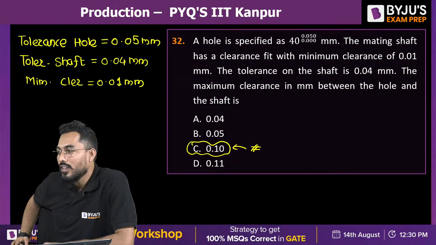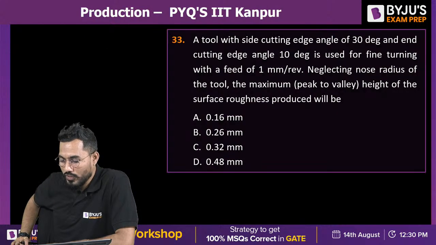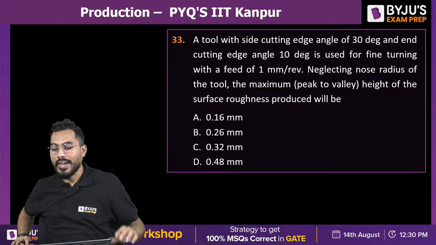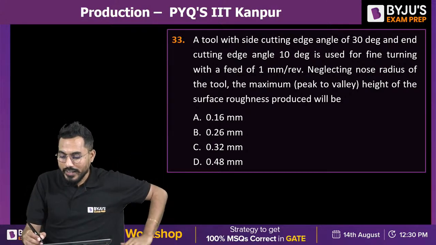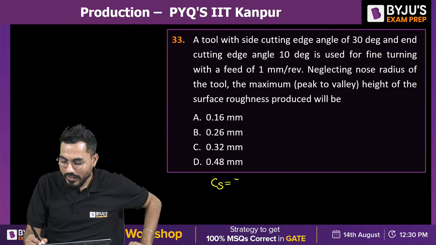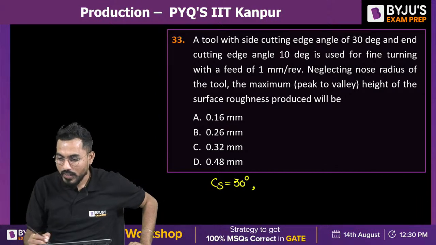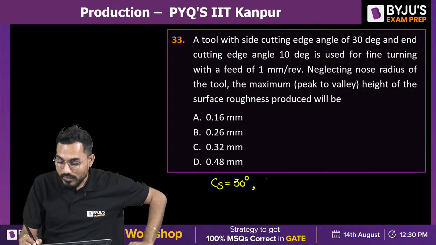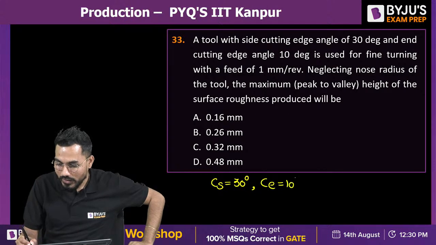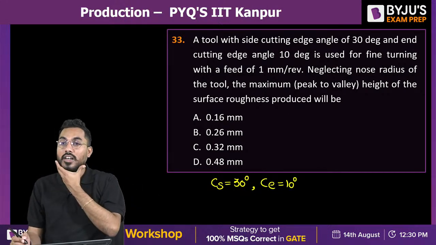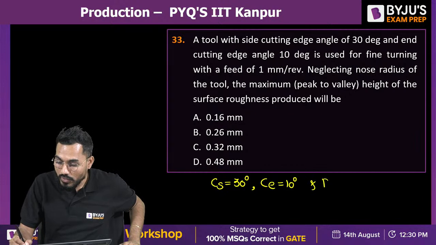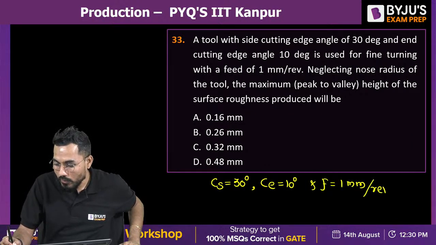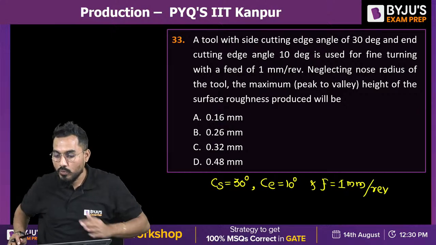Right? Fine. One more question is waiting for you. A tool with side cutting edge angle of 30 degrees. Very interesting question. Right, fine. And end cutting edge angle, CE, is given as 10 degrees. Used to turn with a feed, and the feed value is given as 1 mm per revolution.